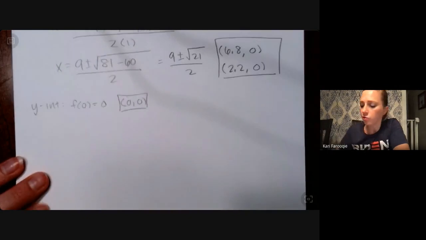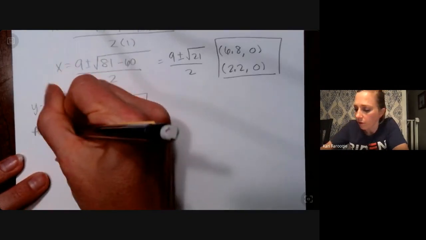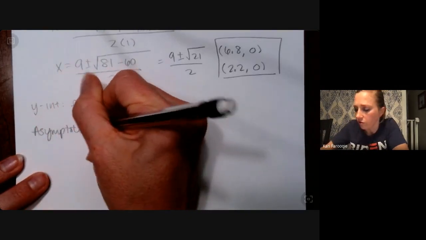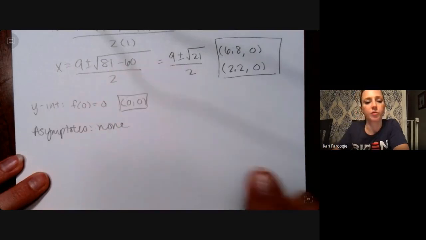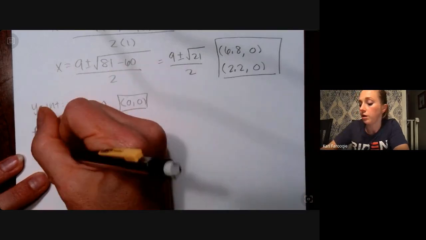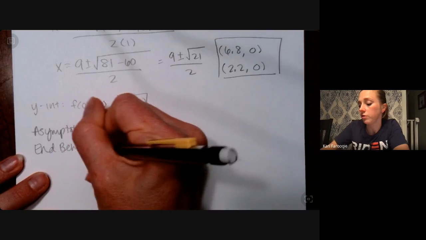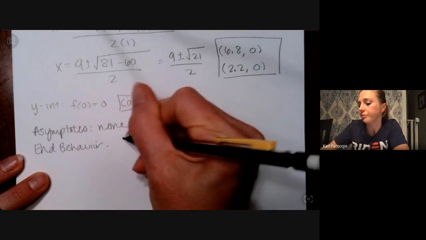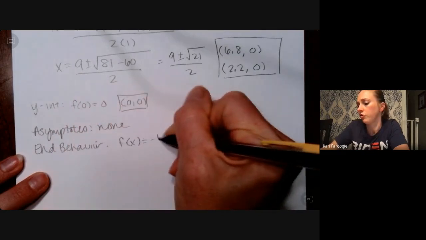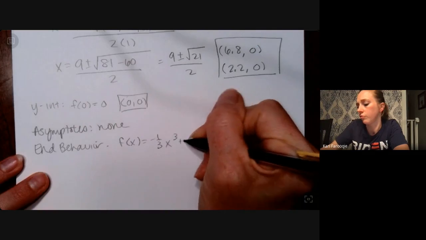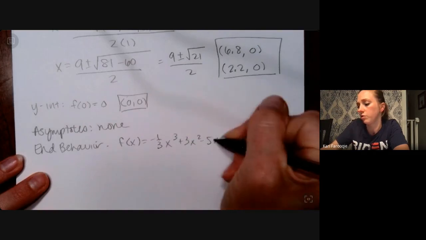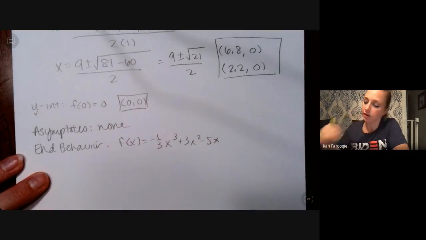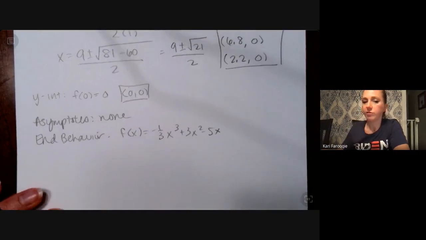Okay, asymptotes, it's a polynomial. Polynomials don't have asymptotes. So we're going to say none. But end behavior we need to consider. I'm going to rewrite your function just because I can't keep pulling this up, and we need to reference it.